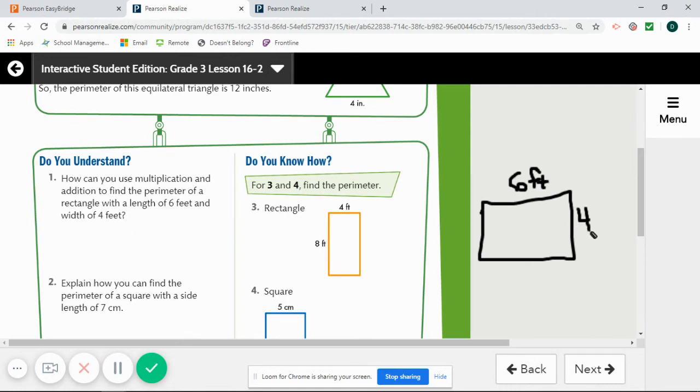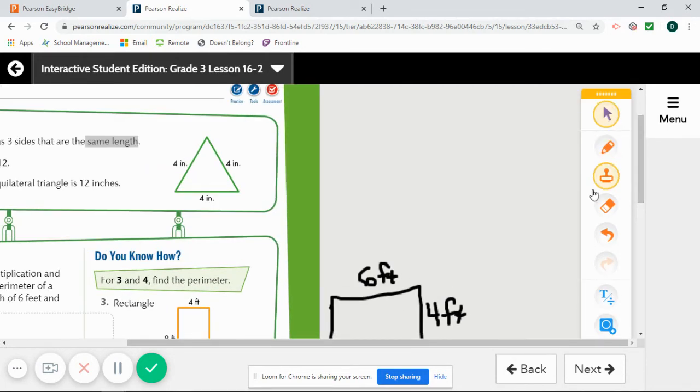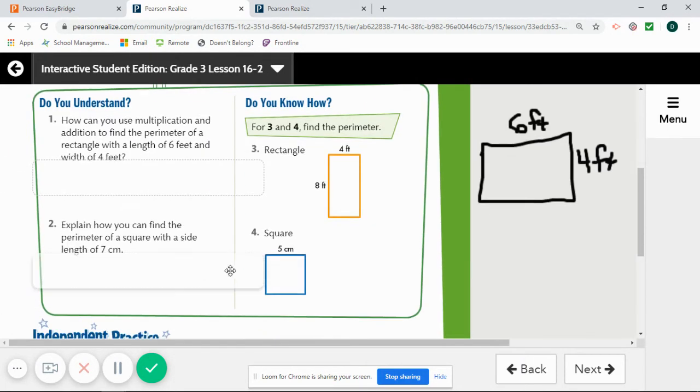Now, I'm not going to write in the other sides because I know if the top is 6 feet, the bottom is 6 feet. If the side is 4 feet, then this side is going to be 4 feet. So they want us to tell what the perimeter is using addition and multiplication. This actually seems like the same type of problem we did on the first page.